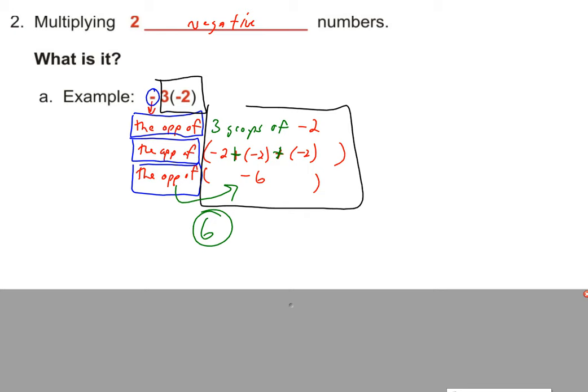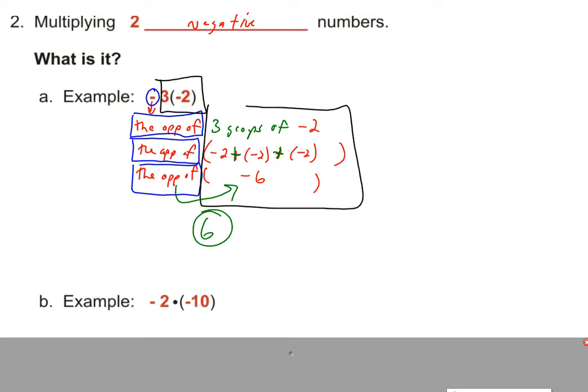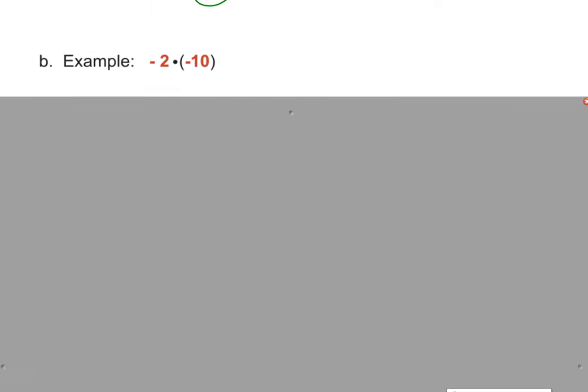So what just happened? A negative times a negative became a positive. Why? Because I'm doing the opposite of 3 groups of negative 2. What's the opposite of 3 groups of negative 2? The opposite of negative 6. What's the opposite of negative 6? Positive 6. We'll do the last example here in just talking through it.